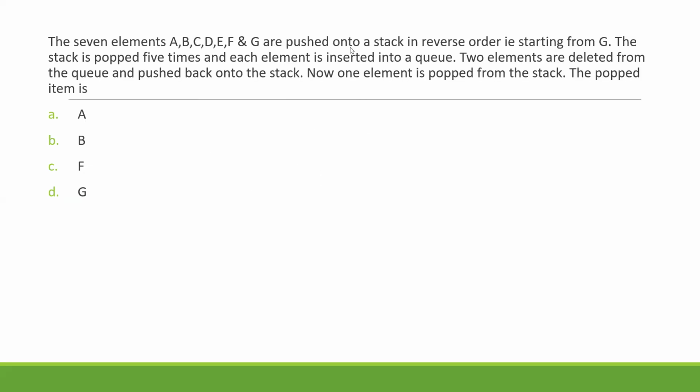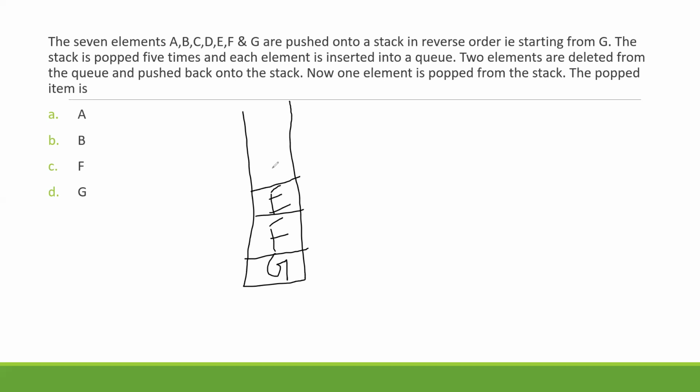Now you can see the 7 elements A, B, C, D, E, F, and G are pushed onto the stack in reverse order, that is starting from G. So what we have to do first, we have to start this push operation from G. In reverse order, next F, next E, next D, next C, next B, next A. That I have pushed first, up to this one.